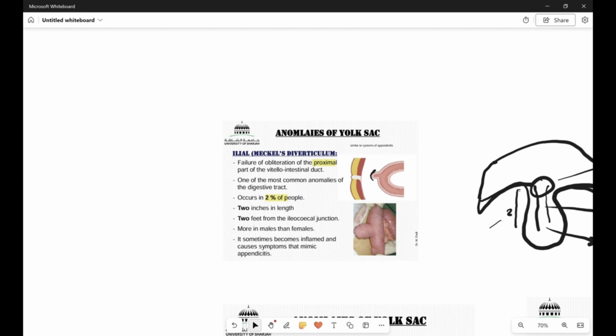That's why sometimes when doctors go ahead to do an appendectomy, they realize that the problem isn't with the appendix, rather it is this protrusion, the Meckel's diverticulum. It is the most common anomaly of the digestive tract, and it happens to 2% of people, and it's more common in males than in females.